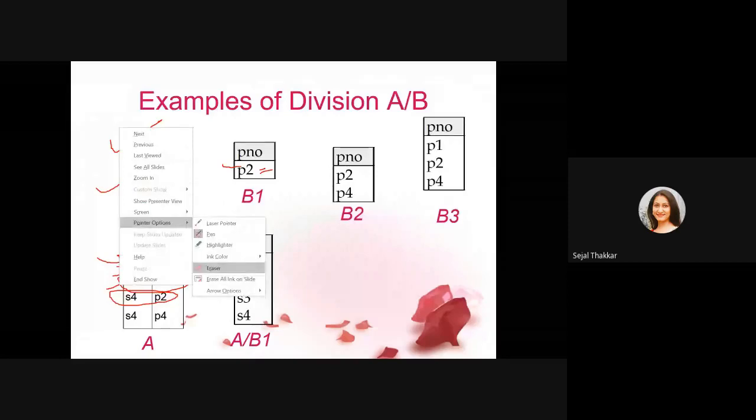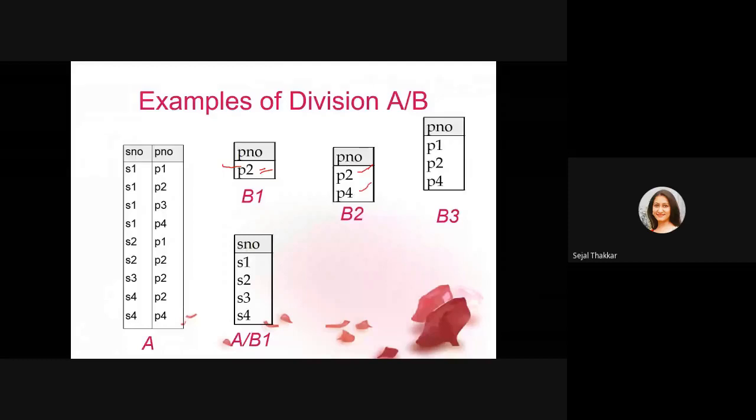Now my relation B2 has two values, P2 and P4. Now what you have to do is find out from this table A what the output is. Anyone reply? What is the output here?